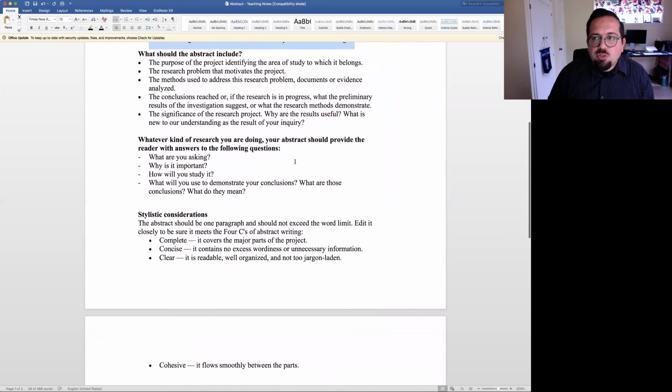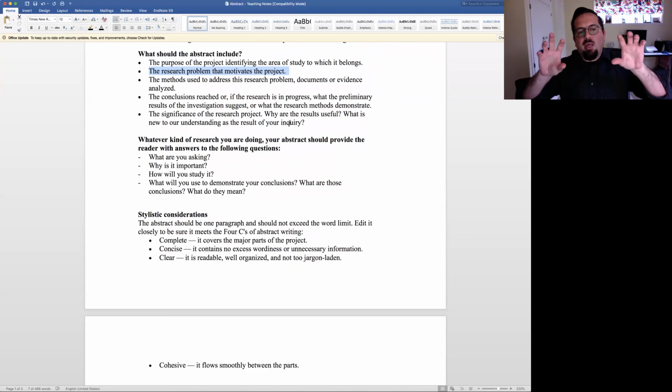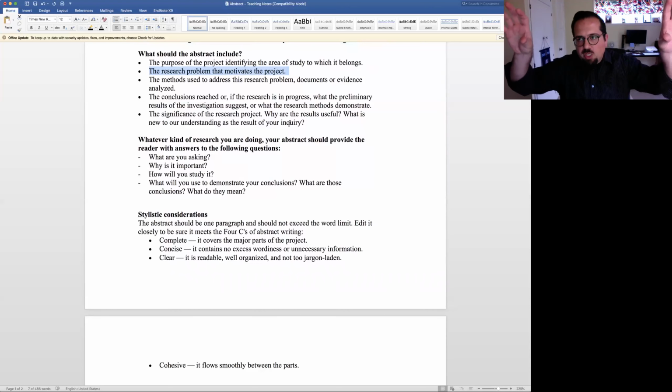So given that it's meant for this broad audience, what should an abstract include? One, the purpose of the project and identifying the area of study to which it belongs. Two, it talks about the research problem that motivates the project itself. You have your research question that is very particular, but there is this larger overarching question that this research speaks to.